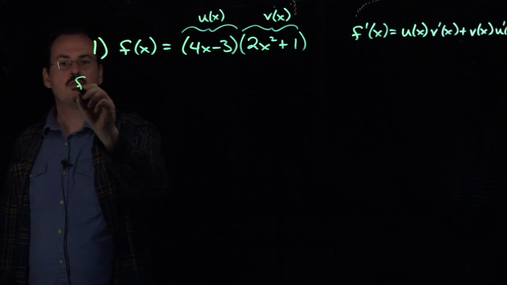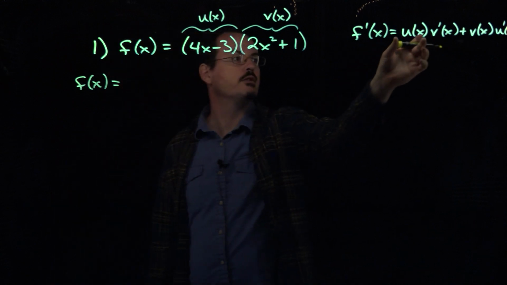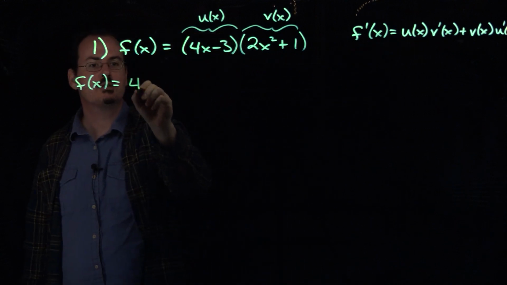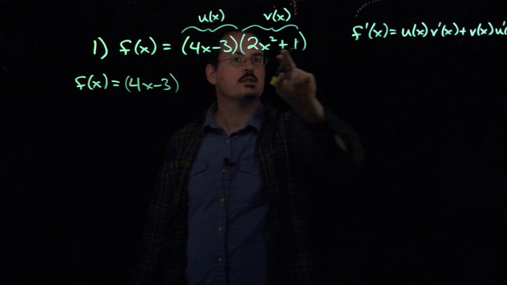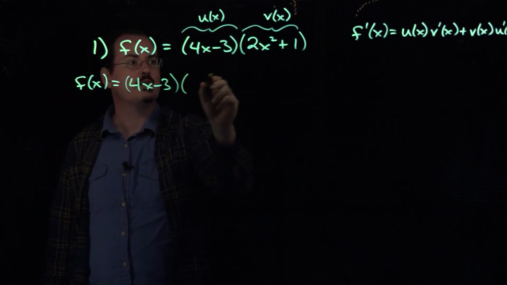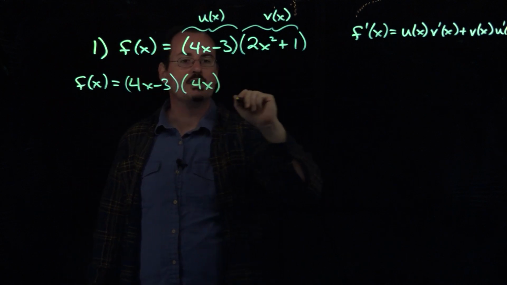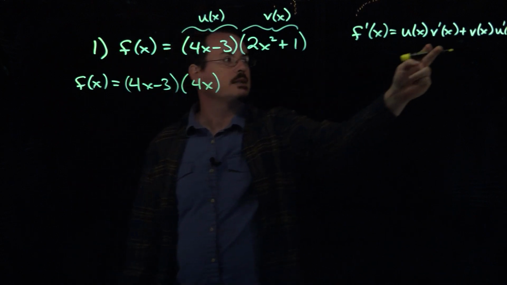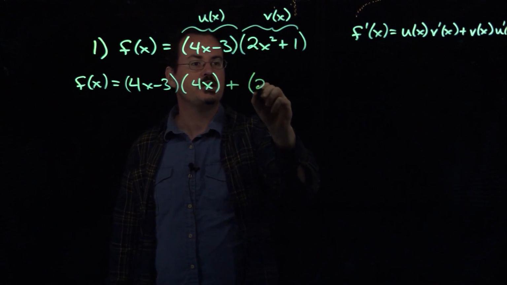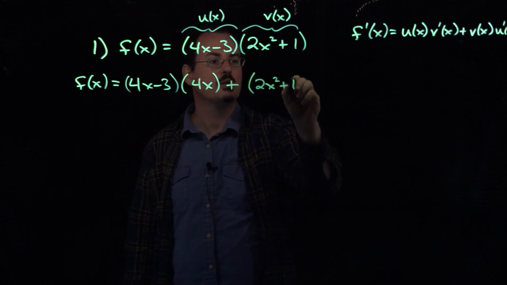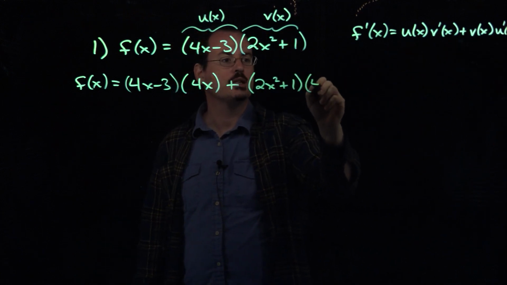To take the derivative of this, f of x is equal to u of x, so that's this function, 4x minus 3, multiplied by v prime of x, so that's the derivative of this function. We can do that using the power rule. That's 4x. Remember the derivative of 1 is 0. And then plus v of x, so now that's this function, just unchanged, 2x squared plus 1, multiplied by u prime of x, so that's the derivative of this one, so that's 4.